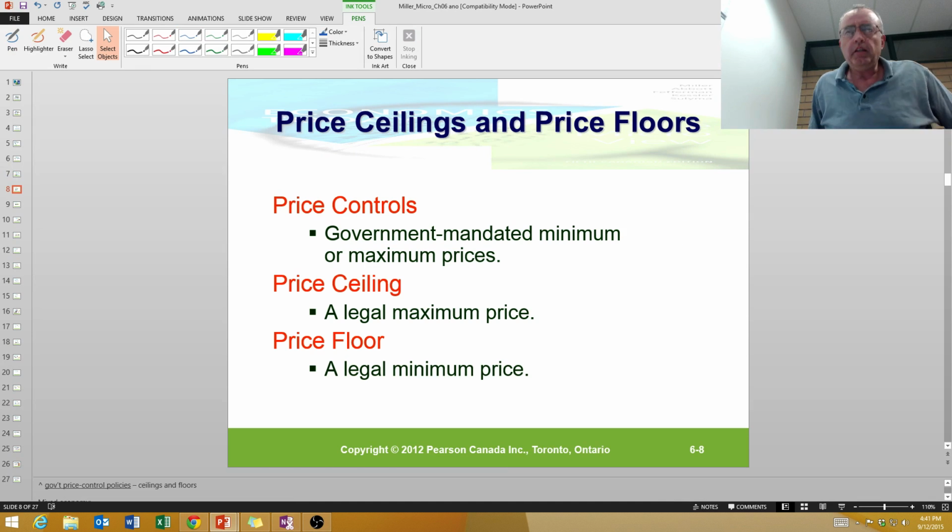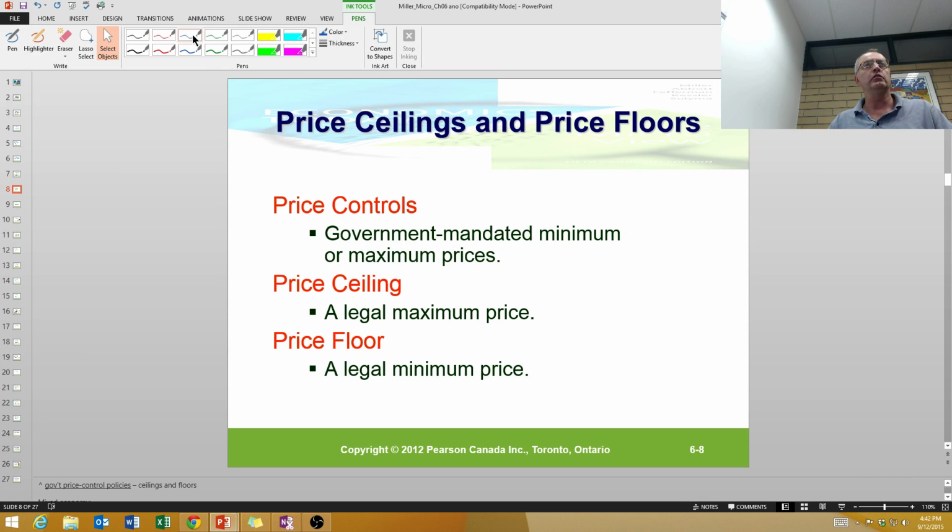Okay, so in mixed economies, and Canada is a mixed economy, for the most part our prices are set by the price system, supply and demand. But in mixed economies, the government also gets involved in intervening in markets and regulating prices.